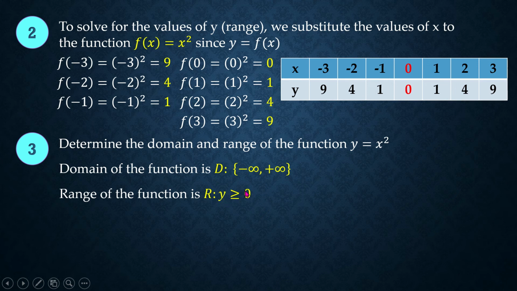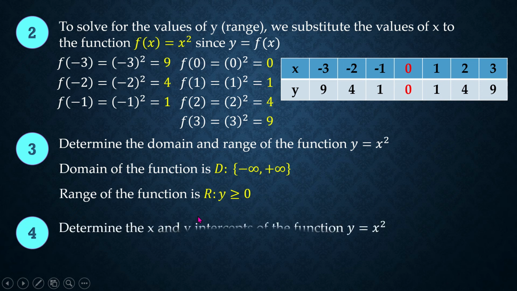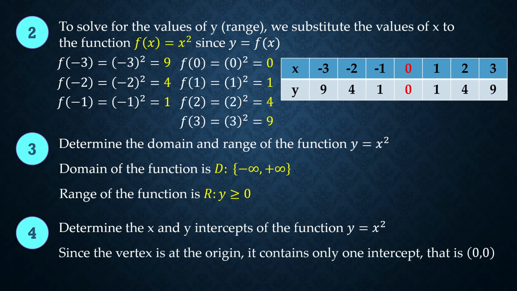So, what numbers are greater than 0? 1, 2, 3, 4, and so on and so forth. But at the same time, y is equal to 0. So, meaning, the smallest value of y should be 0. So, no negative numbers, okay? That is how you write the range: y is greater than or equal to 0, based on the table of values. So, it is not difficult. Next is to determine the x and y intercepts of the function y equals x squared. Since the vertex is at the origin, it contains only one intercept, that is 0, 0. Obviously, the origin is 0, 0, right?